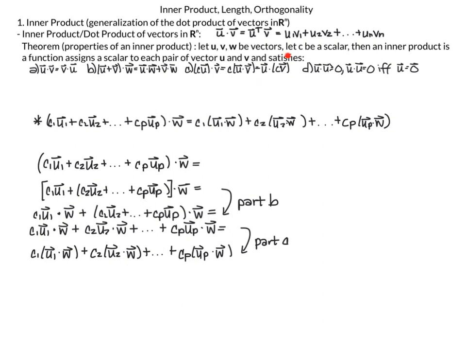And then finally, using part C over here, I can take out my constant. So I can do U1 dot W times C1, U2 dot W times C2, up to UP dot W times CP. And this right here is the right-hand side of my equation.